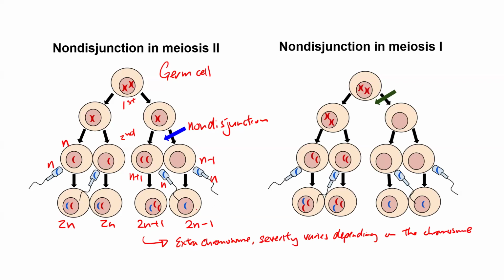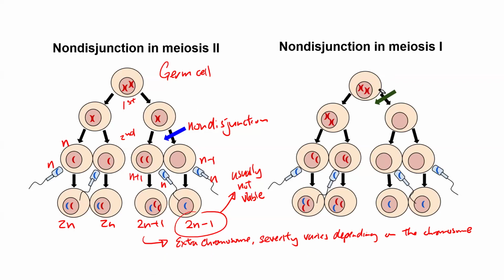So over here, though, if it's 2N minus 1, usually not viable. Okay. Having extra chromosomes will allow the baby to develop with some undesirable conditions. But if it's missing chromosomes, then it is typically not viable. The baby will not grow. Okay. So it will lead to, like, a miscarriage, for example.